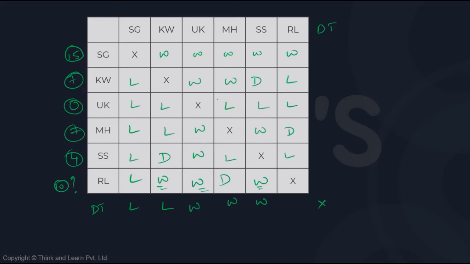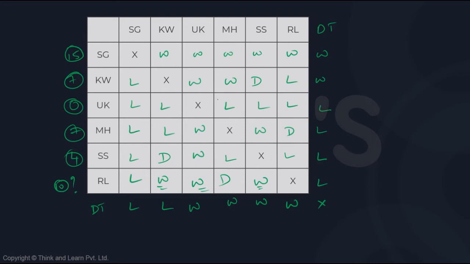Now, if I put the DT here, symmetrically I should get everything else. So if this is a win, it will win here also, obviously. So this will be a win here. Sorry, this will be a loss there. My bad. It's symmetrically opposite. So this will be a loss, loss, loss, loss, win, and win. This is how it will be.